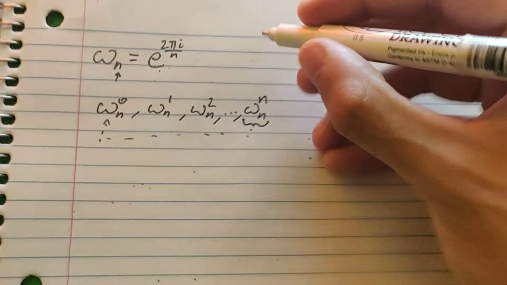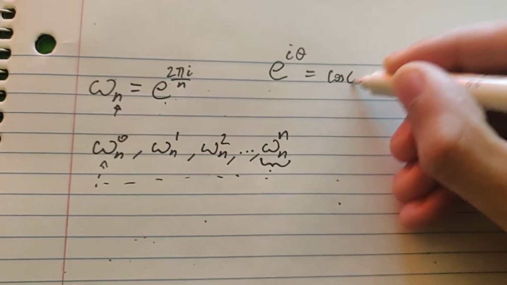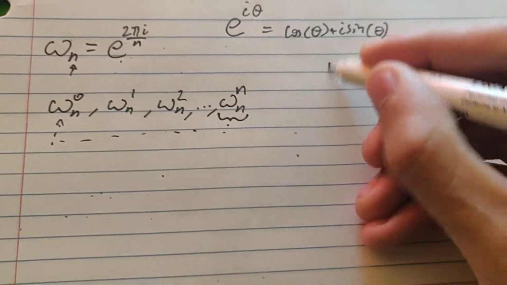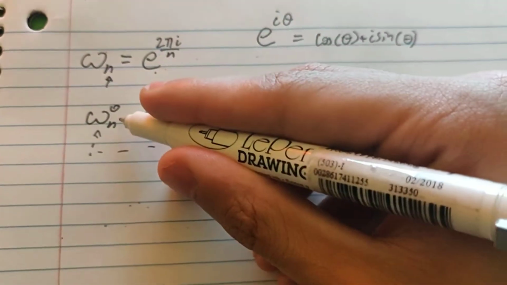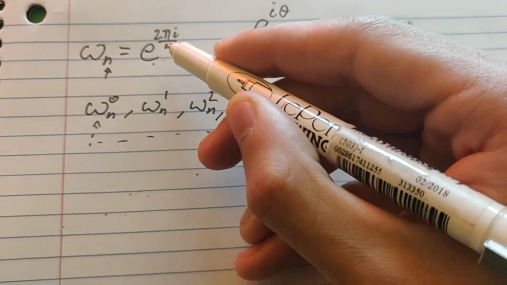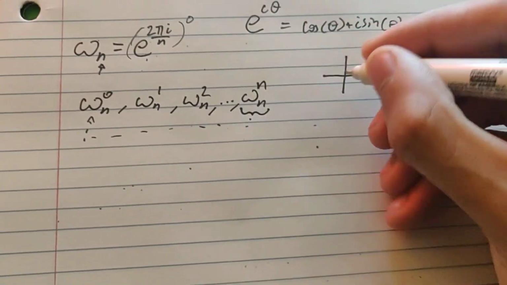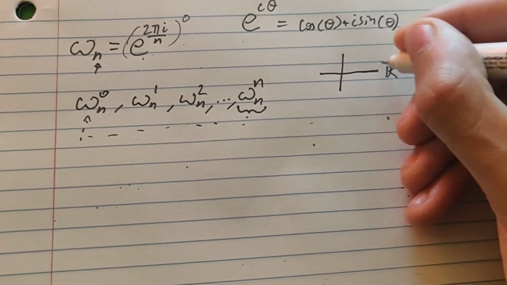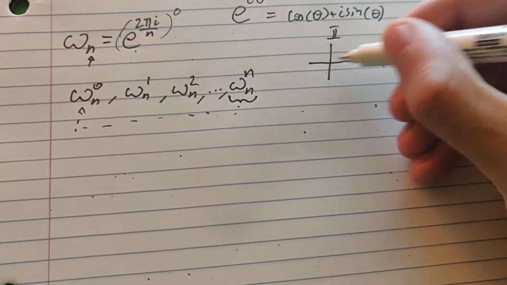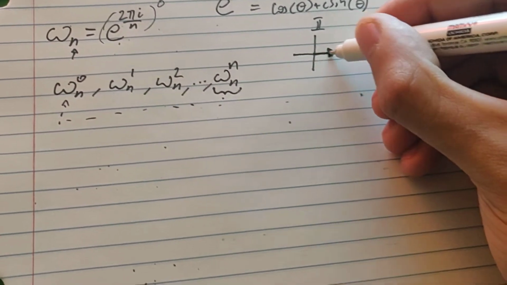So one thing to know about this is e to the i theta is equal to cosine of theta plus i sine of theta. The reason why that is important is because then you can look at this in the complex plane. So the very first root is going to be just 1, because it's some number, this guy, to the power of 0. That's the primary root, omega n to the 0. So this is going to be the complex plane, with real numbers on one axis and imaginary numbers on the other axis. So the 0th root for any n is just going to be 1. It's going to be viewed as this vector right there.